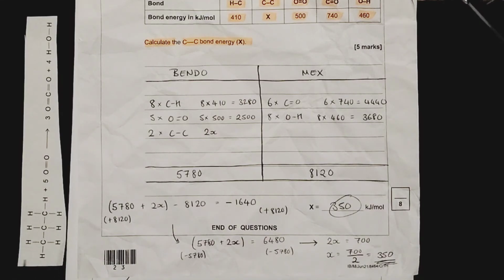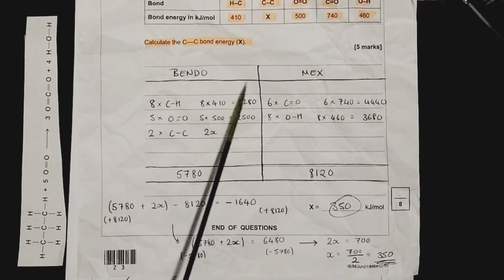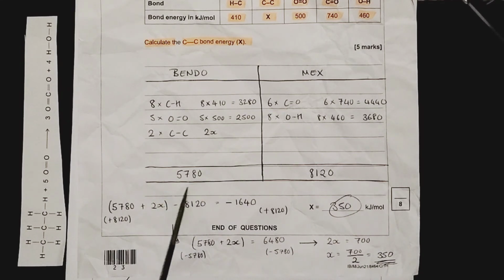There are 8 carbon-hydrogen bonds in propane, and therefore that's 8 times 410, which is the bond energy of those bonds, giving us this total here. And there are 5 oxygen double bonds present, so that's 5 times 500, and then that's the sum of all these values here. Those are all the bonds being broken, excluding the ones we don't know about yet.